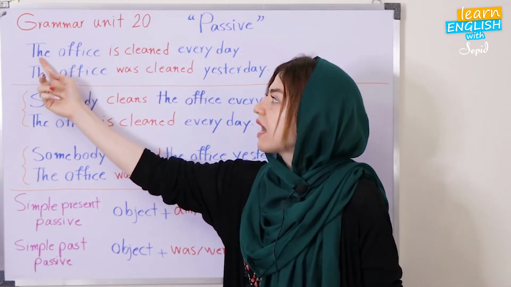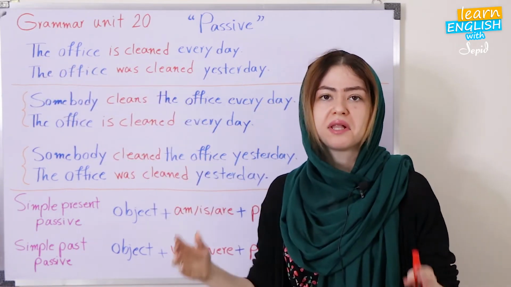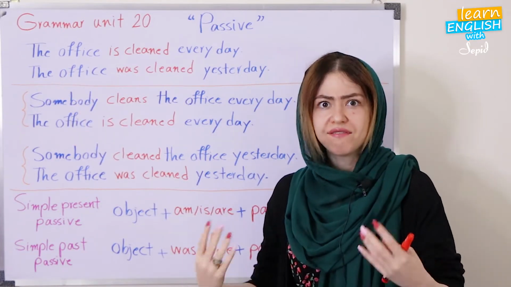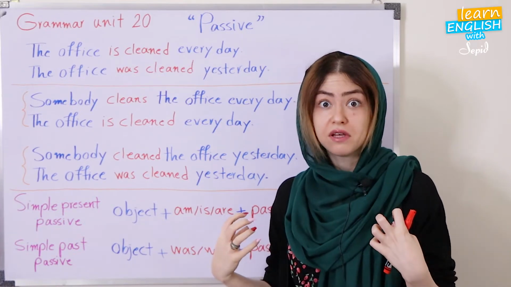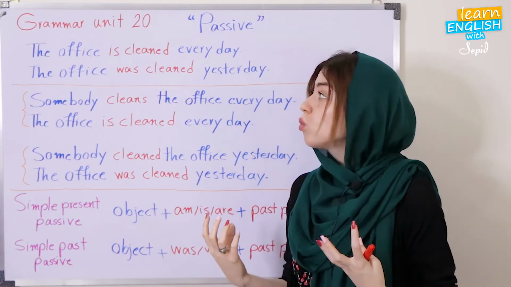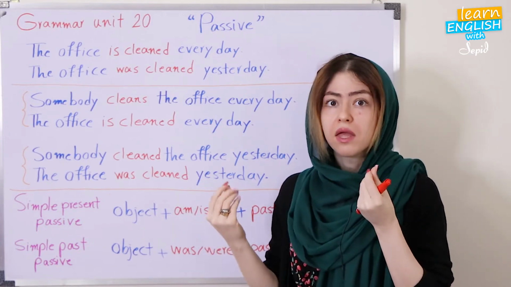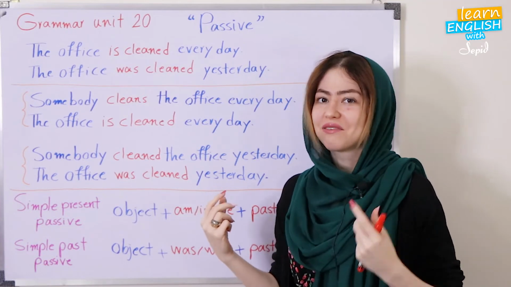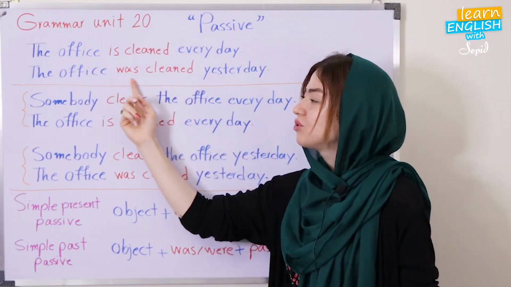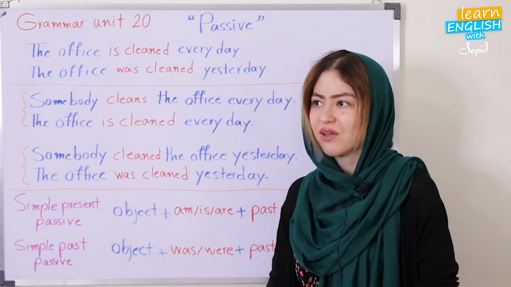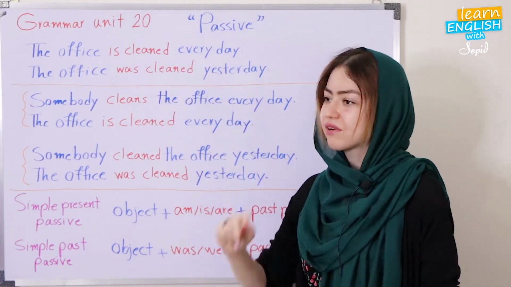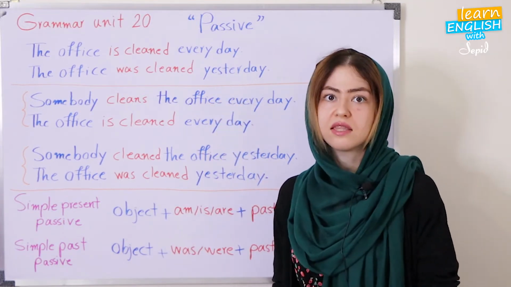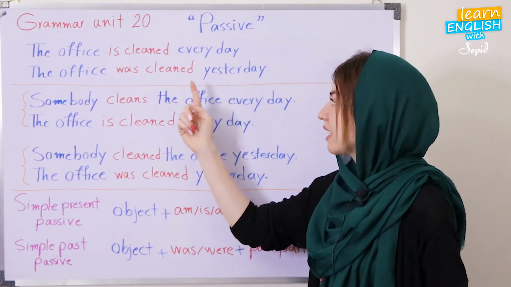So we see that the office, a place, and here again the office. So can the office clean itself? Is it possible? So again, we see that there is something wrong here. Actually, it's not wrong, but at first glance, we understand that these two sentences are totally different. This is about everyday and routine, but this is about yesterday, the past tense.